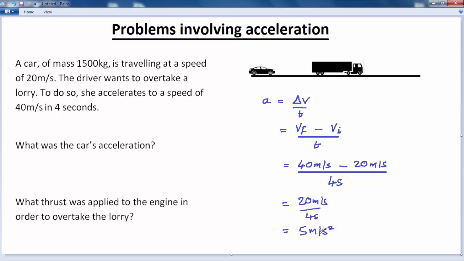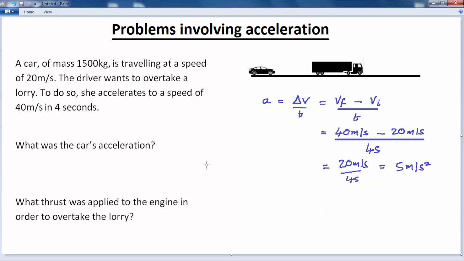So typically the next stage in a problem like this would be to calculate the resulting force acting on the car that helps it to accelerate. Here we're being asked, what is the thrust applied by the engine in order to overtake the lorry? So we need an expression that relates the resultant force acting on a body to its mass and acceleration, and that expression is Newton's second law.